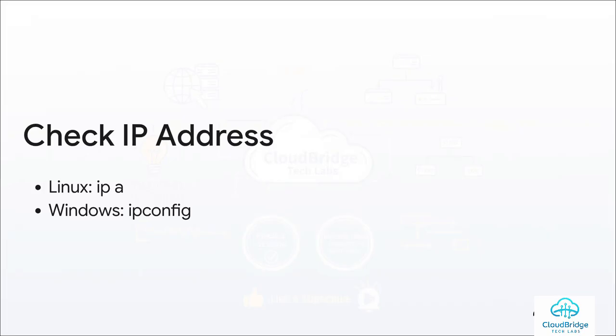Now, how do you actually find out who you are on the network? As a future DevOps engineer, you'll be doing this constantly. Here are the practical, everyday commands you need to find your own machine's IP address. If you're operating on a Linux environment, simply open your terminal and type ip a. If you're on a Windows machine, open your command prompt and type ipconfig.